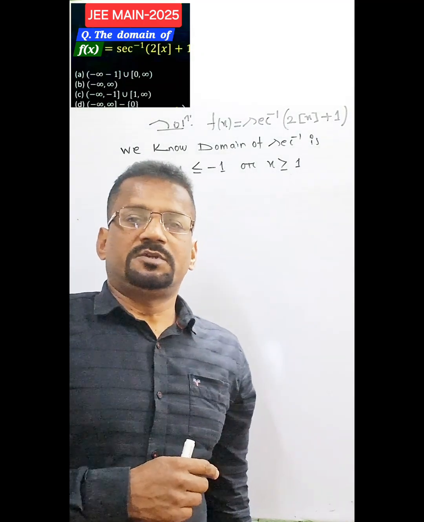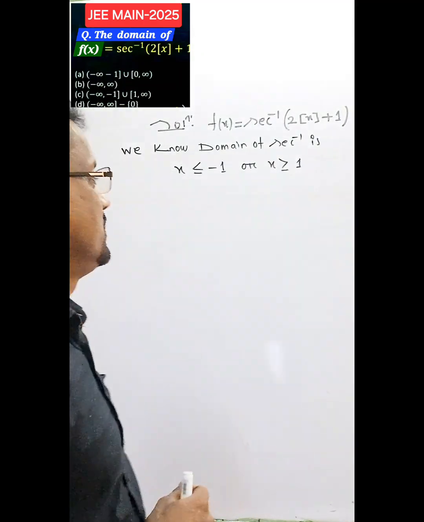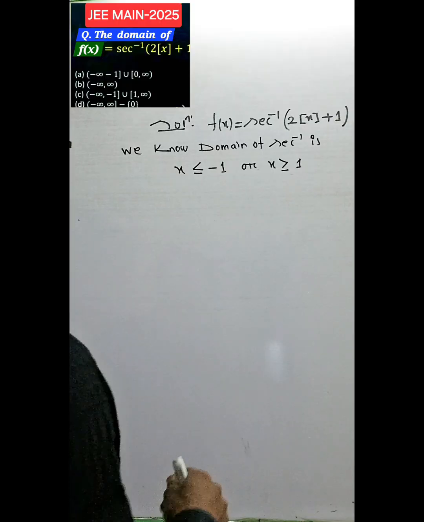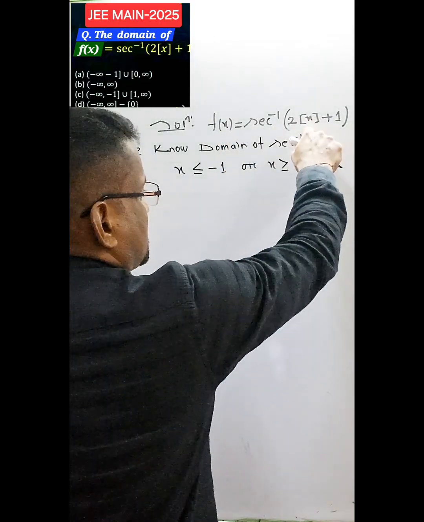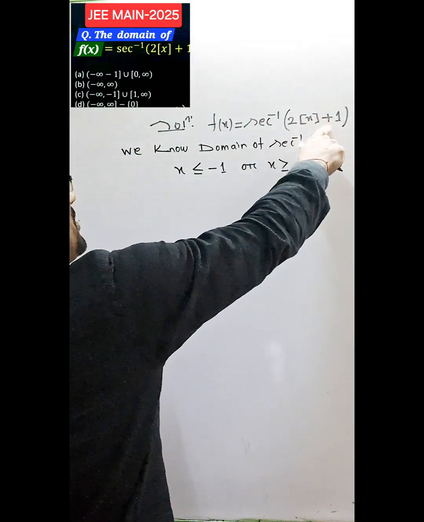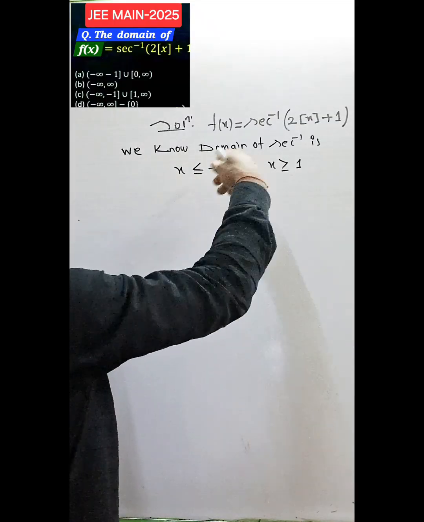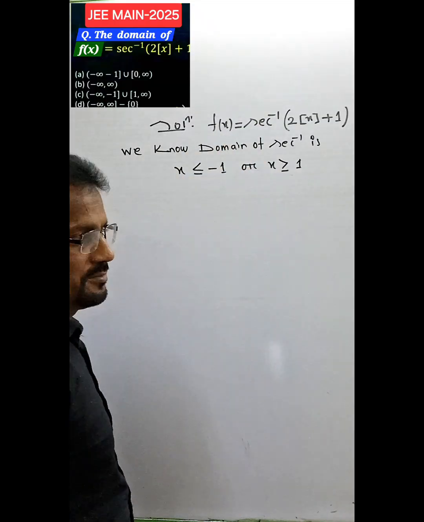Let us see this question of JEE Mains from 2025. In this question, a function is given to you, f of x equals sec inverse of twice the greatest integer function within box x, plus 1. Then what's the domain of the function f we are to find out?